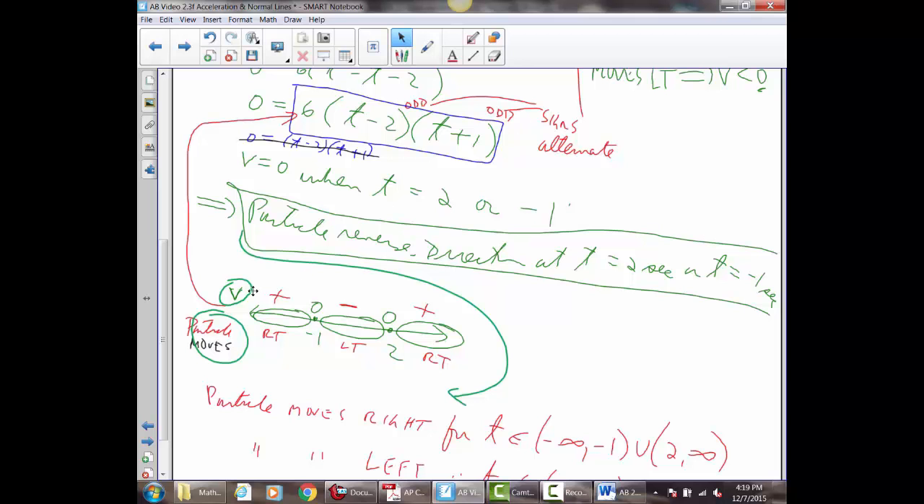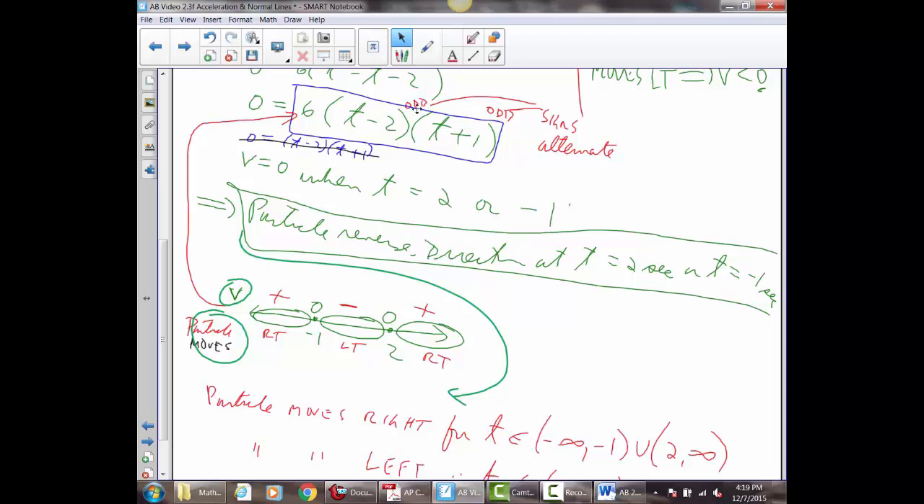So here's what we're going to call a number line graph for this. I have a number line. I'm going to place my times, t equals 2, t equals negative 1. So I have a dot at each place. The numerator represents the velocity at those times, and the denominator is going to represent where the particle is moving. So I know that my velocity is 0 at t equals negative 1 and at t equals 2.